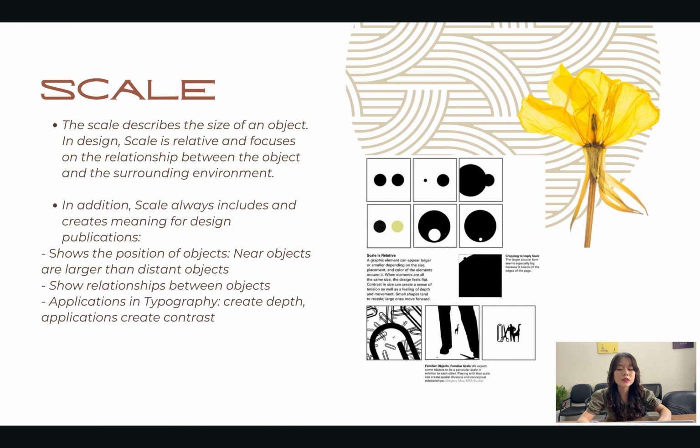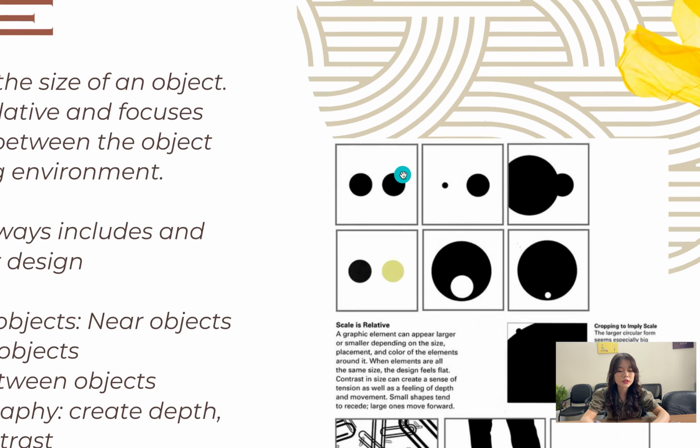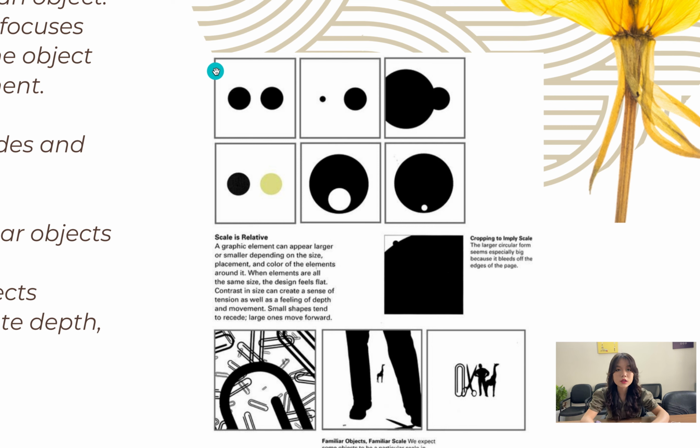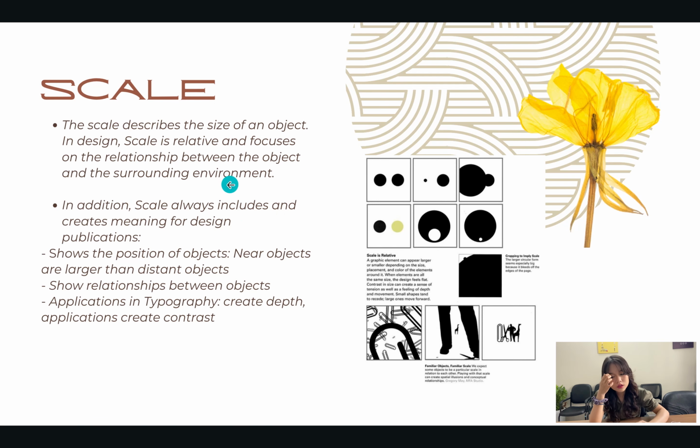So next is scale. Scale describes the size of an object, and in design, scale is relative and focuses on the relationship between the object and the surrounding environment. You can see here that two elements in the same scale create the sense that they are put into the same position. But when they change the color, the small round is white and the bigger one is black, you can see that the small white round is behind the big black round.